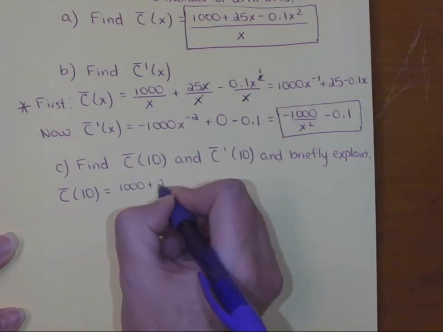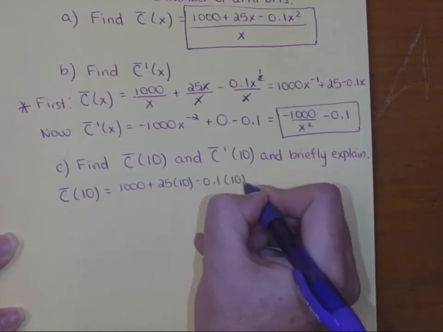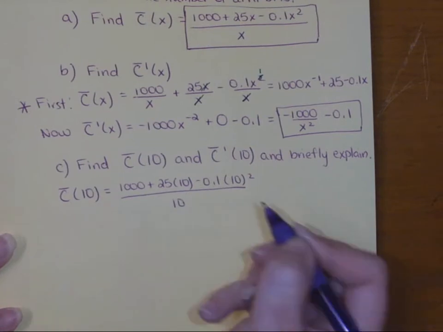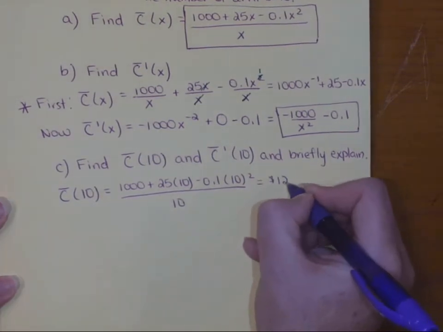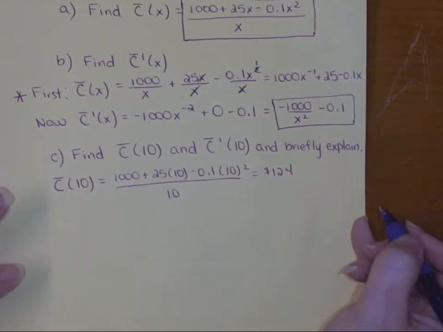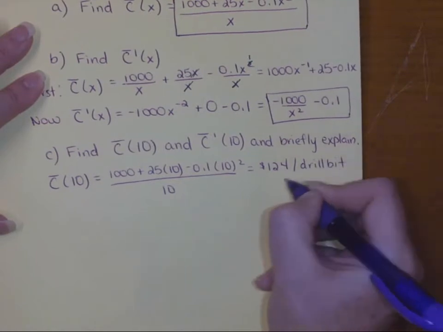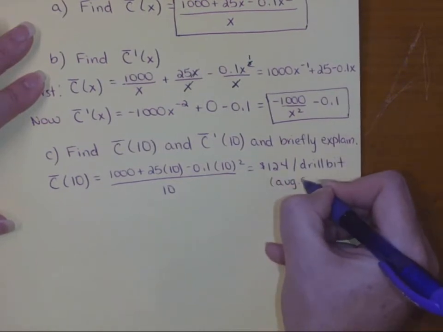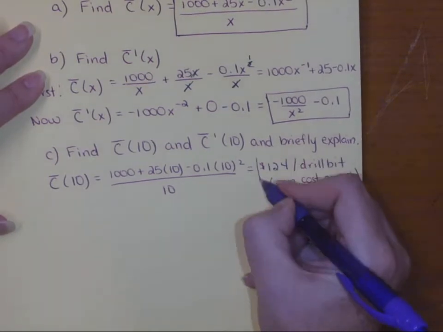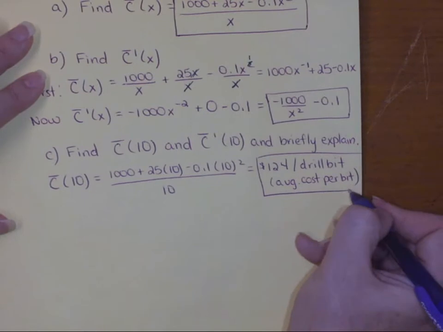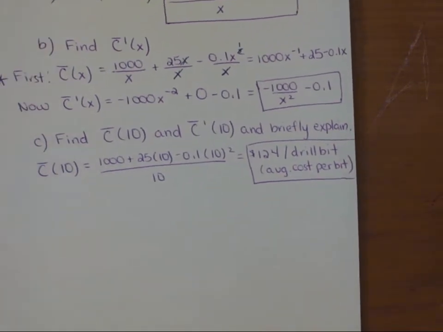So 1,000 plus 25 times 10 minus 0.1 times 10 squared all over 10. Use your calculator. So you'll end up getting $124. And that's per drill bit because remember we're talking about average cost. So I'm going to put this in parentheses. This is the average cost per bit. This is the cost that is incurred by the company to make each drill bit at that level.